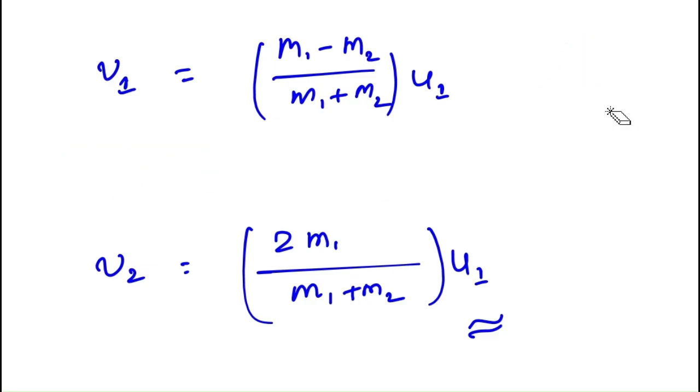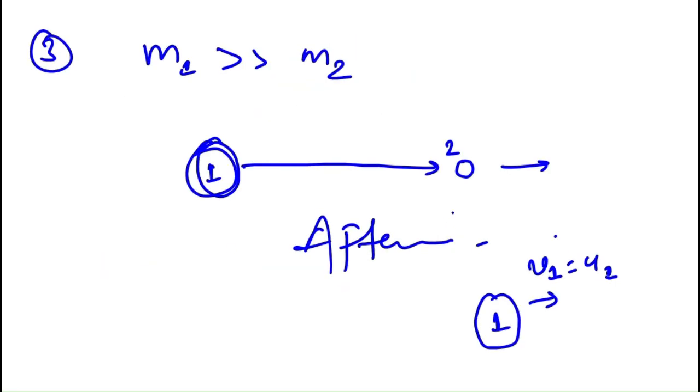For the second body, V2, the final velocity of body 2, you can write 2M1 divided by M1 plus M2. M1 plus M2 is nearly M1, so this will be twice U1. And look here, there is no negative sign. So the second body is going to move with the velocity V2 in the same direction as the first body was moving, and with twice that velocity.